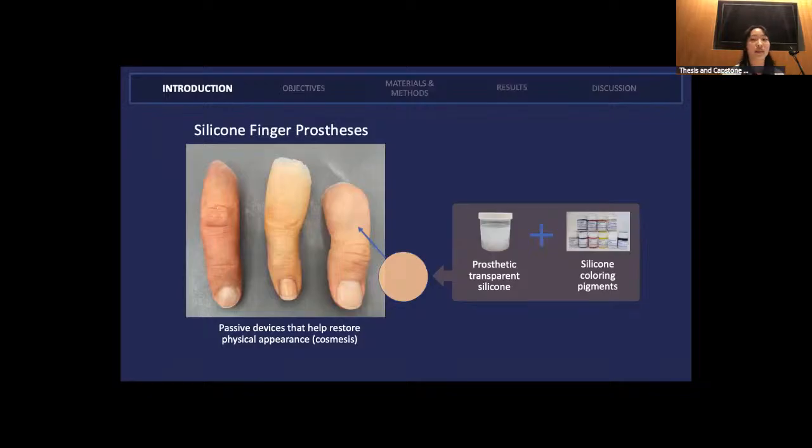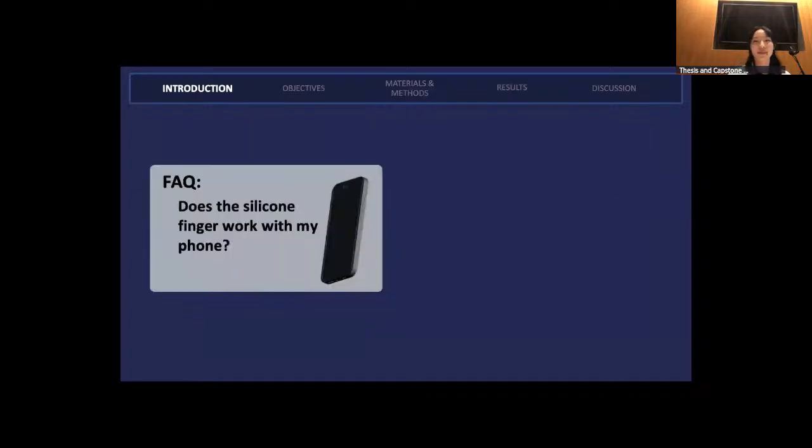Silicone finger prostheses are passive devices that help restore the physical appearance, or cosmesis, of a missing limb. These are held onto a patient's residuum by a suction socket retention system and are fabricated with prosthetic transparent silicone and silicone pigments.